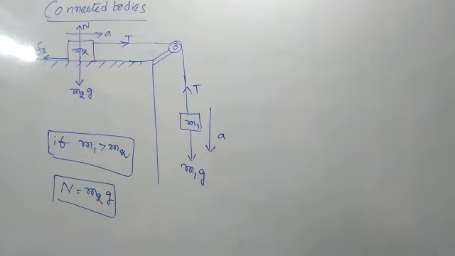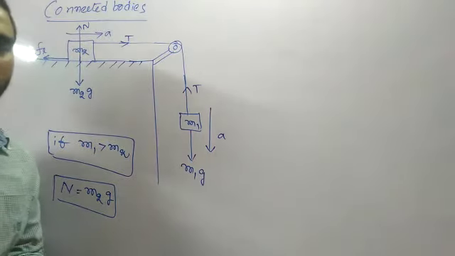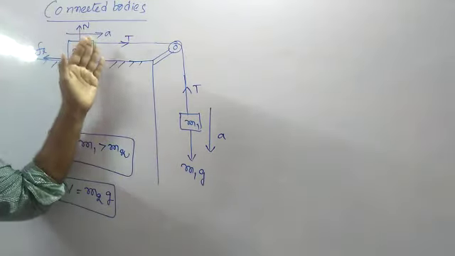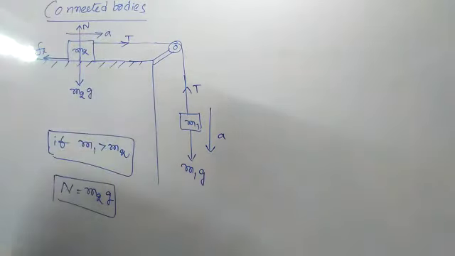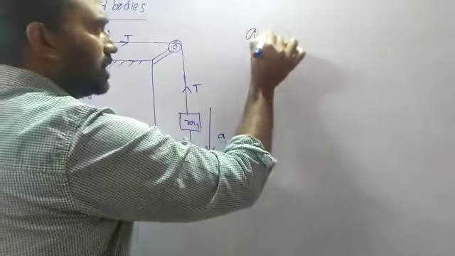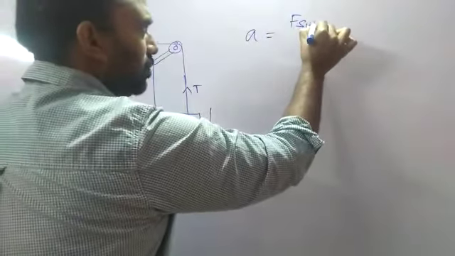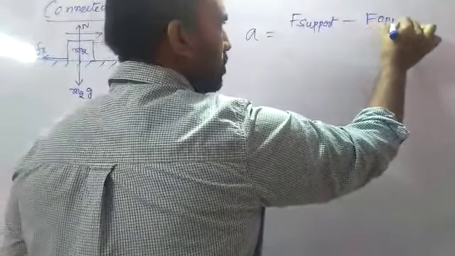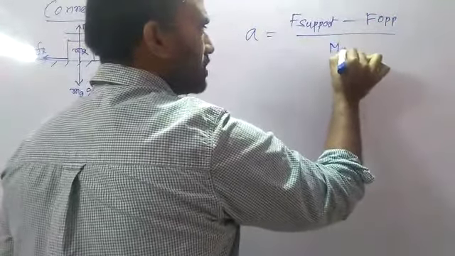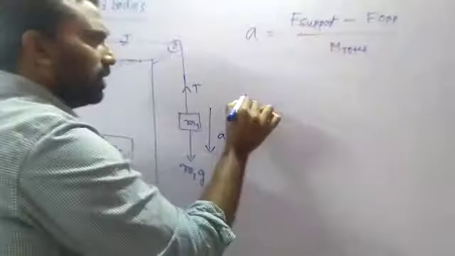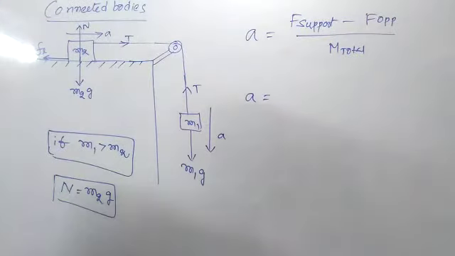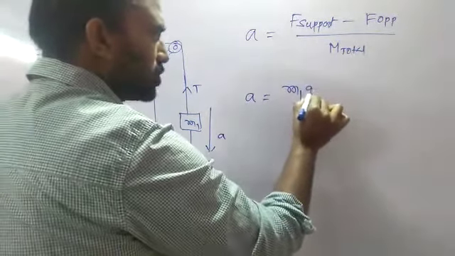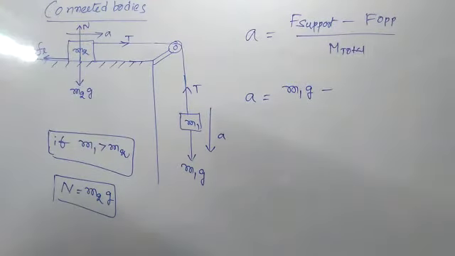Now calculate the acceleration of the system, not the acceleration of M1 or M2 separately, since both move with the same acceleration. Acceleration A is equal to the force which supports the motion minus the force which opposes the motion, divided by total mass. From the diagram, the weight M1G supports the motion.